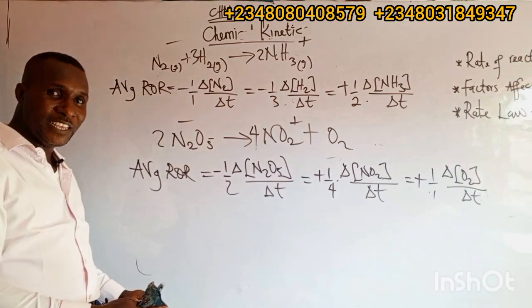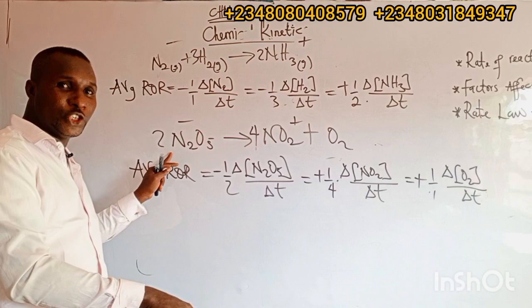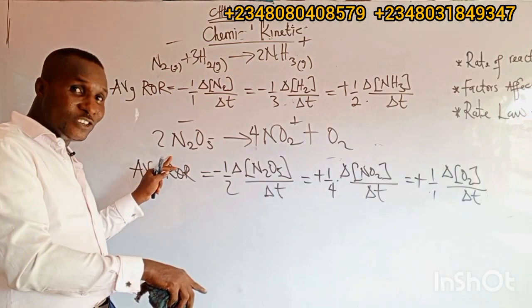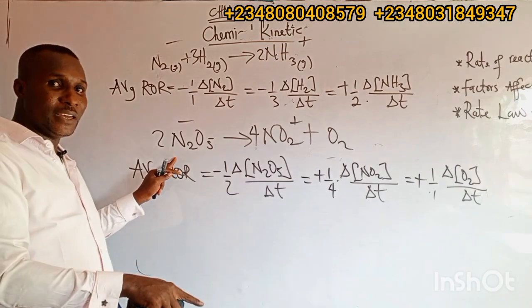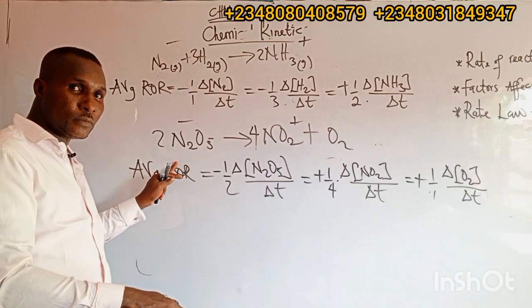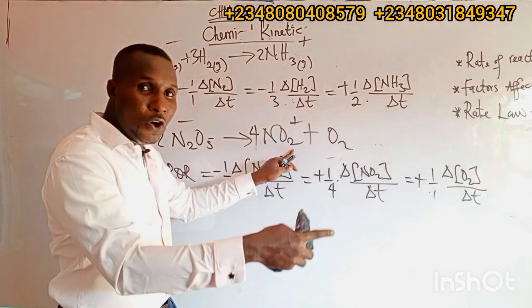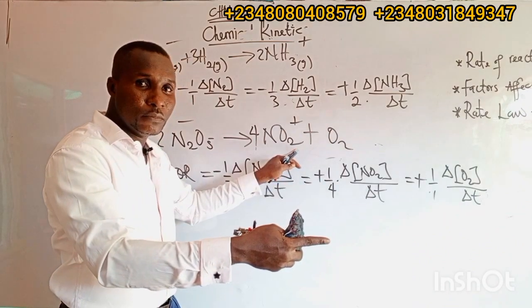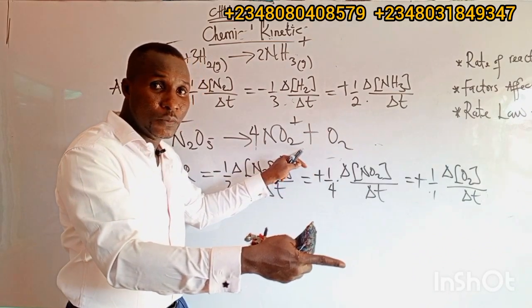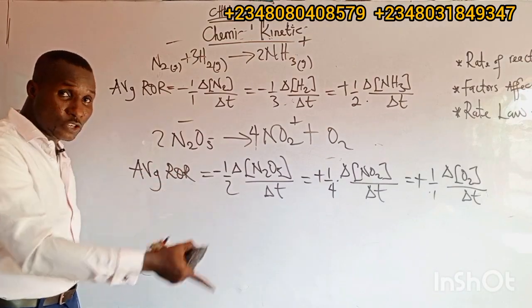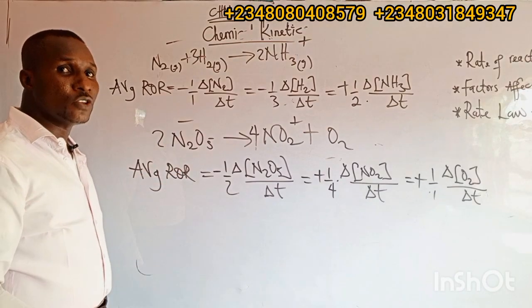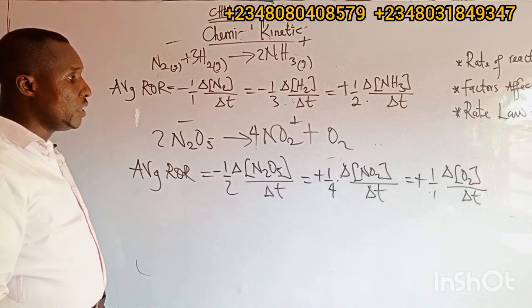Disappearance is for the reactant because it is decreasing in concentration, negative sign. That means disappearance. It is being consumed. The product is being formed, that means appearing, increasing in concentration. Let us look at how to express this. Don't forget, that was the average rate of reaction. Now let us look at rate of appearance and rate of disappearance.